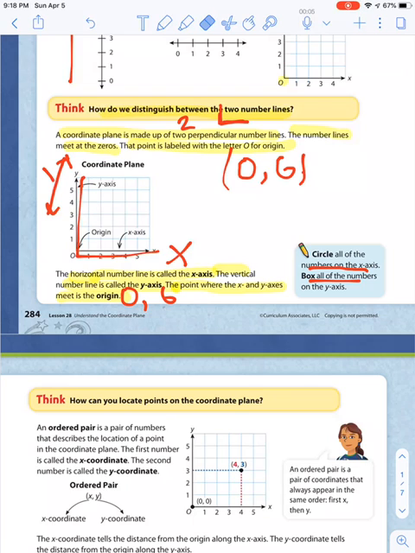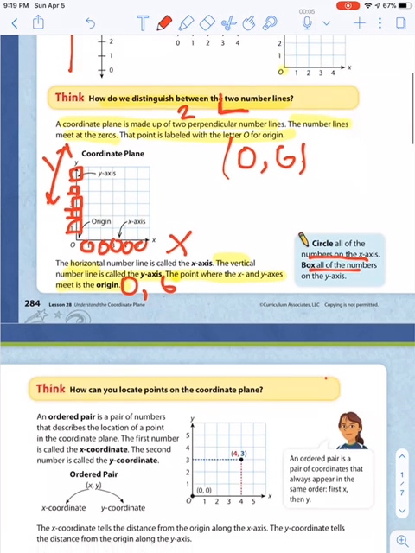All right, let me get rid of that and we can do our active reading. Okay, circling on the x, so 1, 2, 3, 4, 5. And boxing all the numbers on the y. Oh, that was a weird box. All right, you guys definitely get the idea. All right, moving right along.